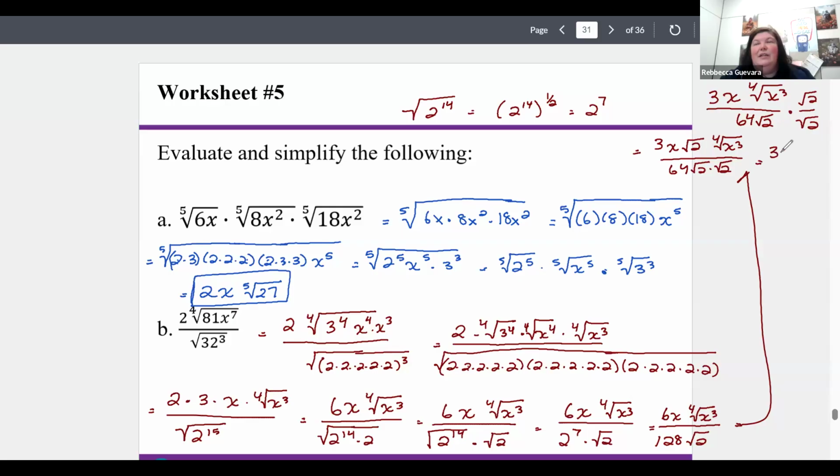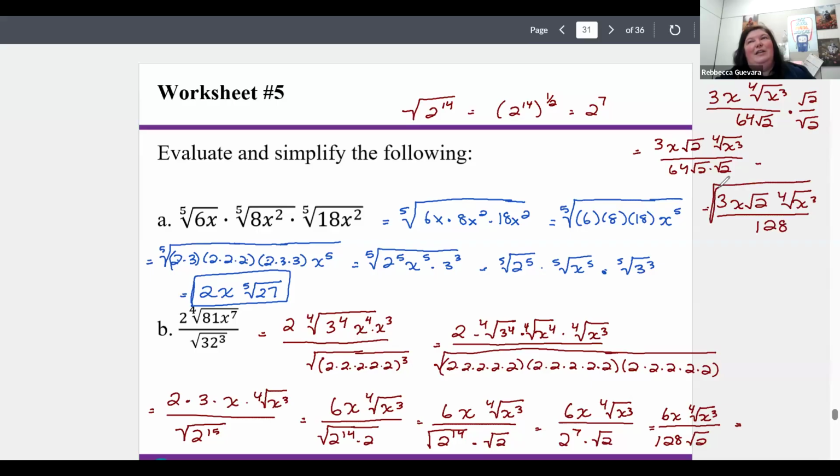So it's going to be 3x square root of 2. Let me put that down below it. Three x square root of 2, fourth root of x to the power of 3. And then we'll have 64 times 2, so we'll be back to 128. There, we're finally done. And that was B. Believe it or not, I believe I got that out of your book.